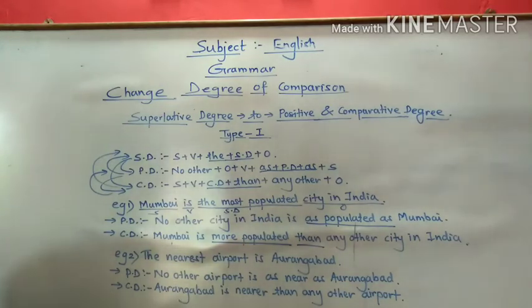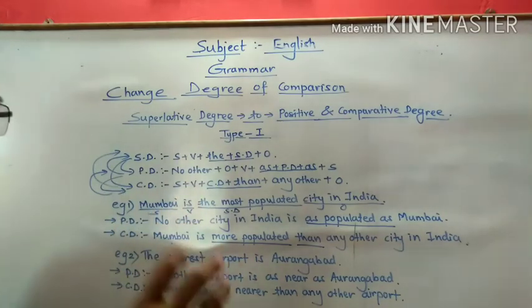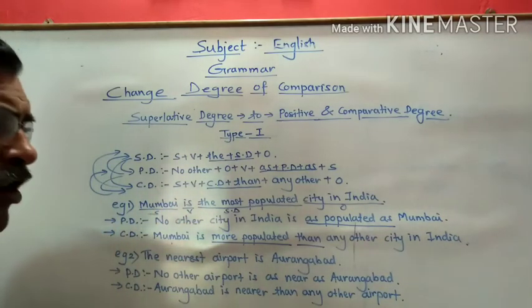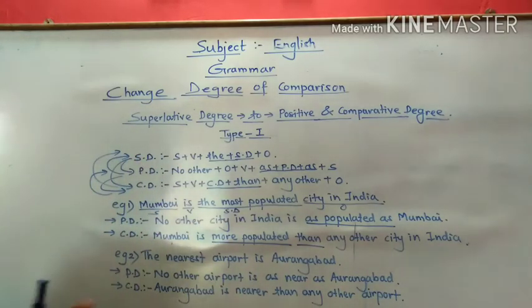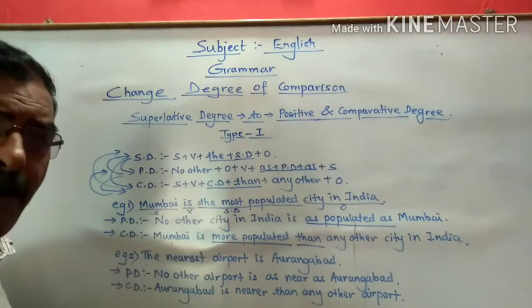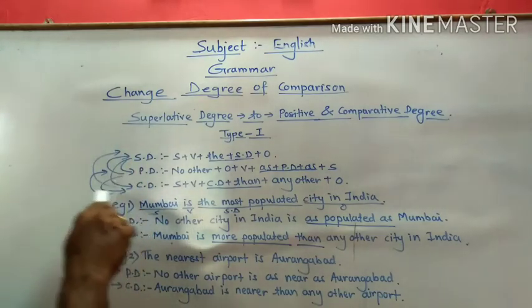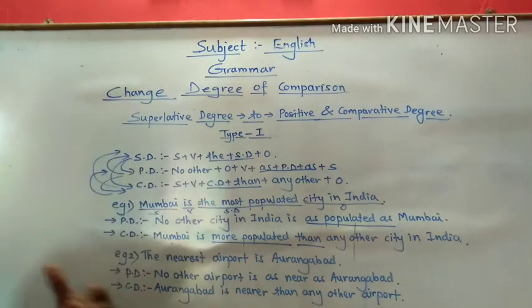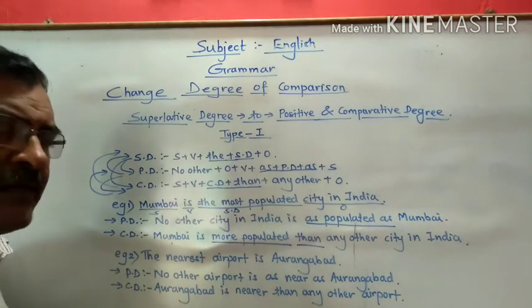What you can experience is that it is not that difficult if we understand the constructions, right? If we are able to identify the subject, verb, degree of comparison and object, and if we keep the constructions in our mind, we can easily interchange superlative degree into positive and positive degree into comparative, or you can say superlative degree into comparative. You can interchange the constructions as per the need, as per the instructions you may get in your examination.